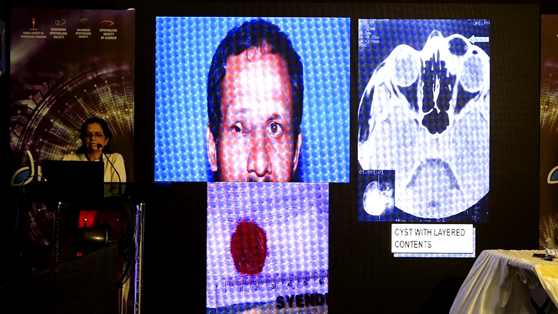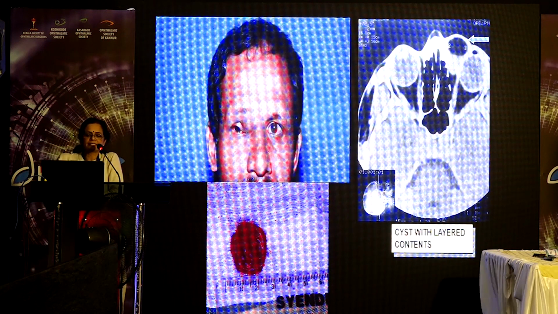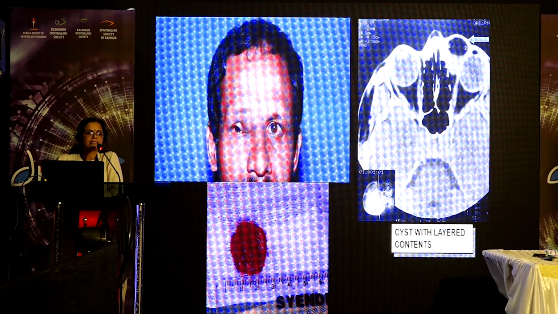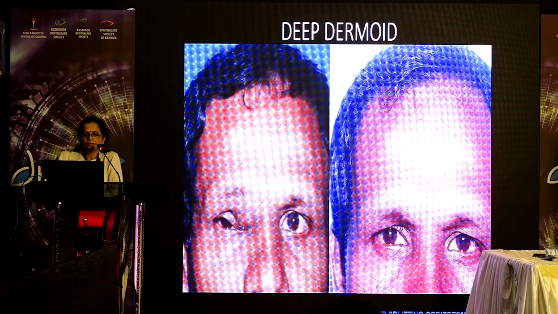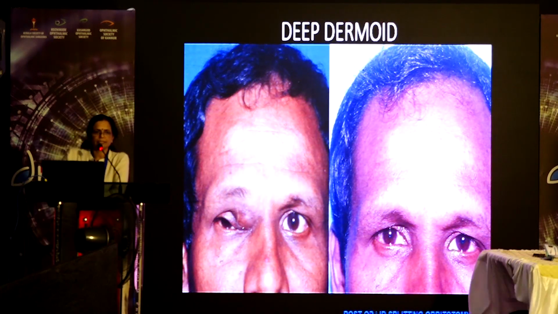And this was a cyst, a hard, thick-walled cyst with layered contents, and it presented as an abscess. Somebody had already done an I&D for him. It was a dermoid, a deep dermoid in the medial orbit.